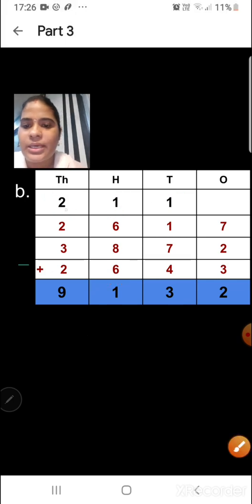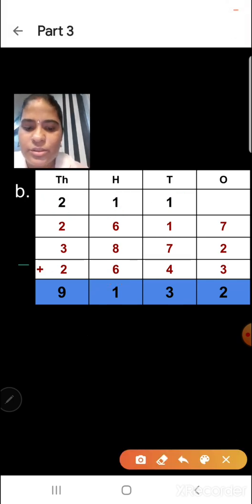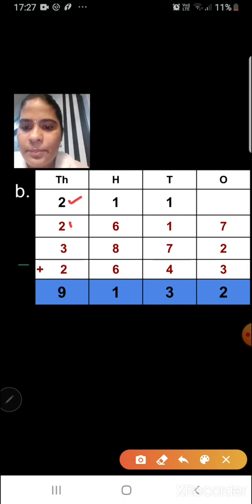Then in thousands place, we have 2 plus 2 plus 3 plus 2, which is equal to 9. So our final answer is 9132.